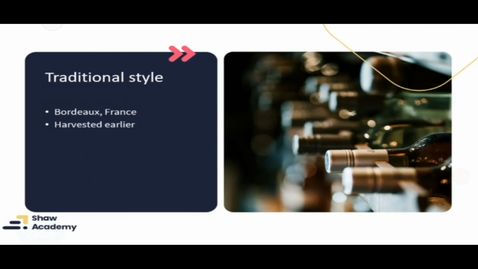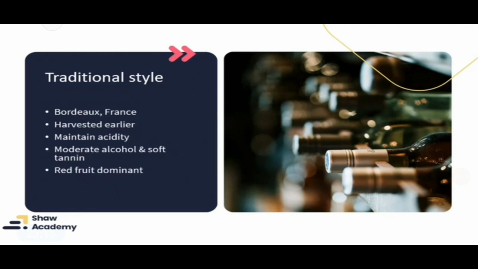The grapes are harvested a little bit earlier in order to maintain acidity. They have moderate alcohol levels and soft tannins. These wines are medium-bodied with lots of red fruit.